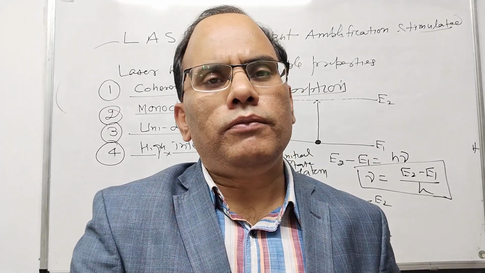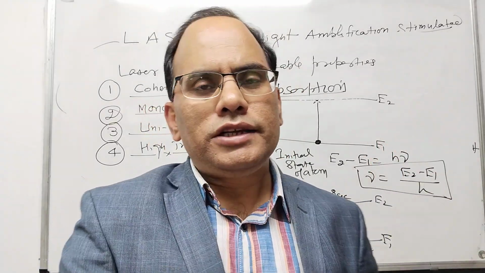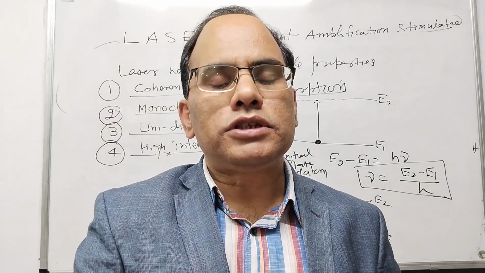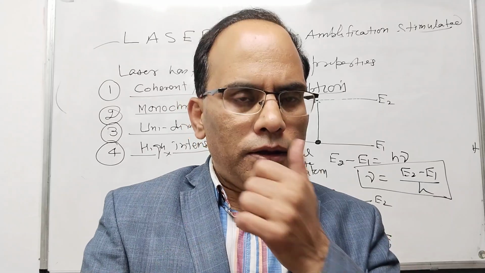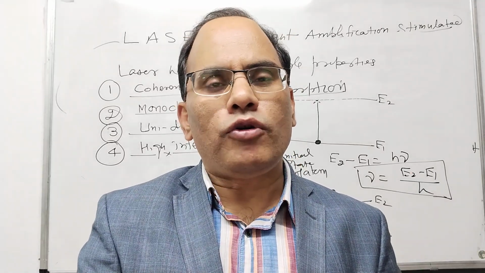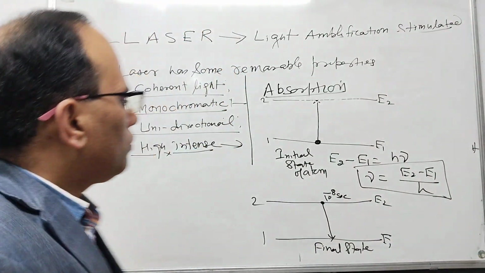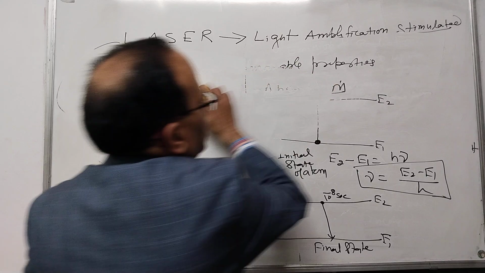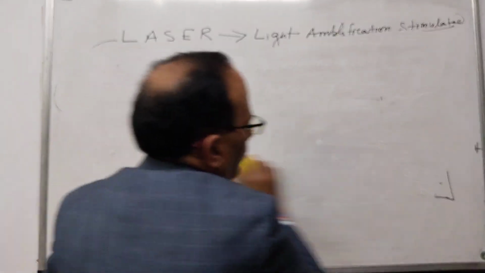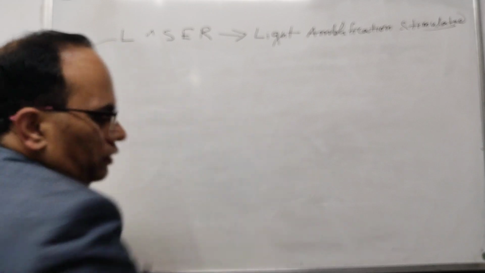Now a very important point: this is called a two level system. Laser works on a three level system or four level system. What is the third level? The third level is called the metastable state. That plays an important role. So understand, diagram-wise, what is the role of the three level system? That is very important in laser. So how does that three level system work?